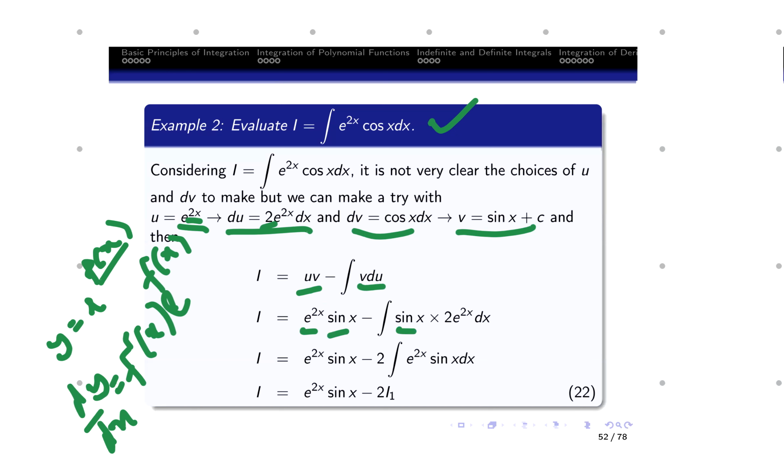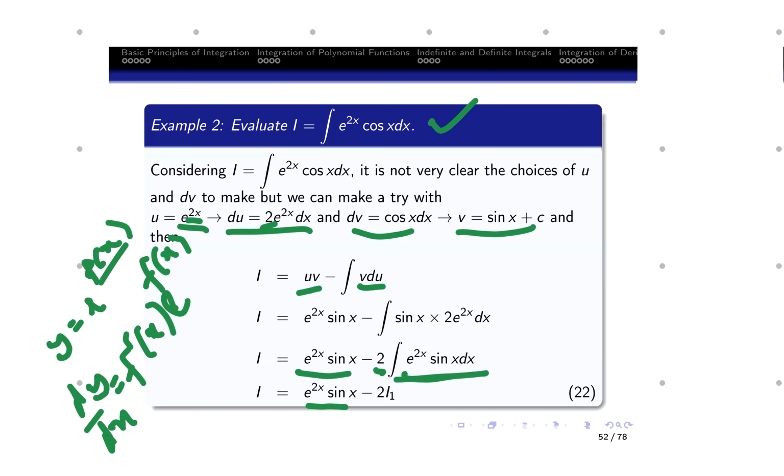And then you have e raised to power 2x sine x minus 2 is out here. So you have integral of e raised to power 2x sine x dx. Now, you see, this cannot be integrated directly, so we just call it 2I1, okay? Because we still have to make that decision. Okay, so you call it 2I1, right?